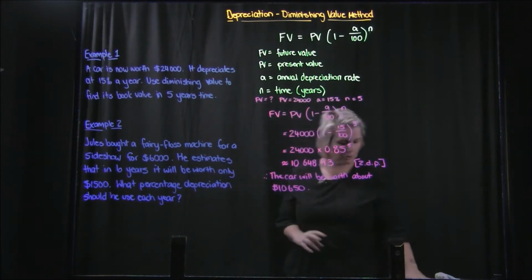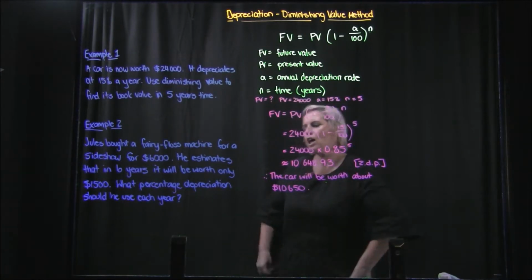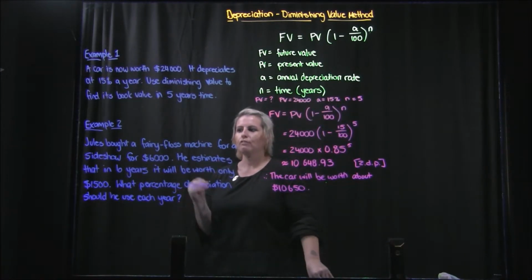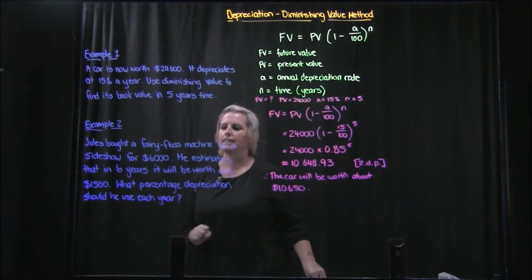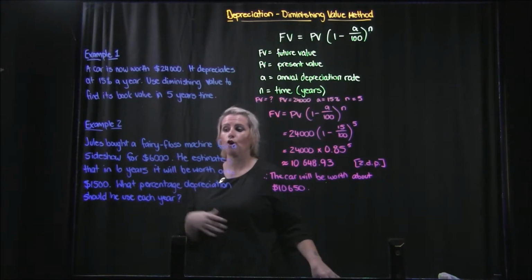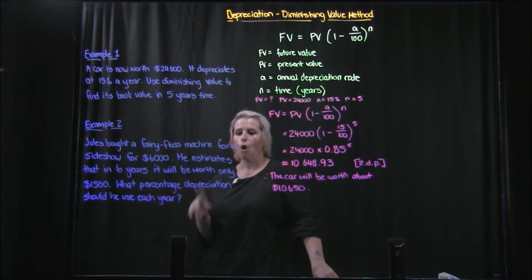But example 2 is a little bit different. If we have a little read: Jules bought a fairy floss machine for a sideshow for $6,000. He estimates that in 6 years it will be worth only $1,500. What percentage depreciation should he use each year?